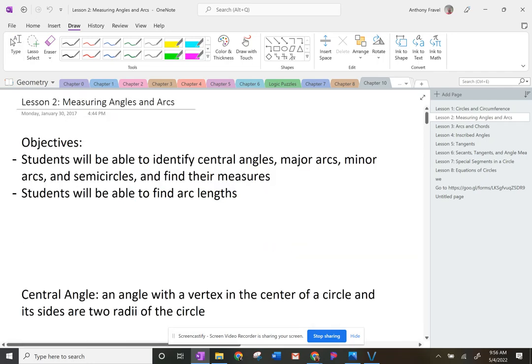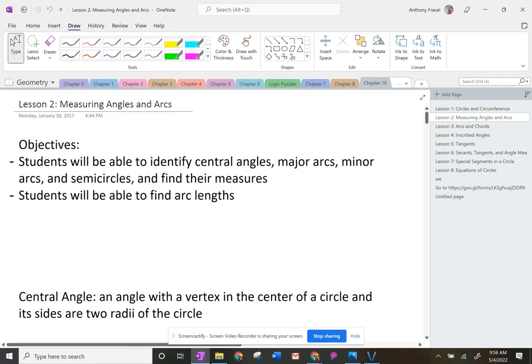All right, so we're going to start off with lesson 2. So 10.2, it's going to be measuring angles and arcs. The stuff we're going to do today is going to be to measure and identify central angles, major arcs, minor arcs, semicircles, and then find all of their measures. So we're doing all of this stuff for the very first objective today. Tomorrow, we'll do the second objective, where you'll be able to find the lengths of those arcs.